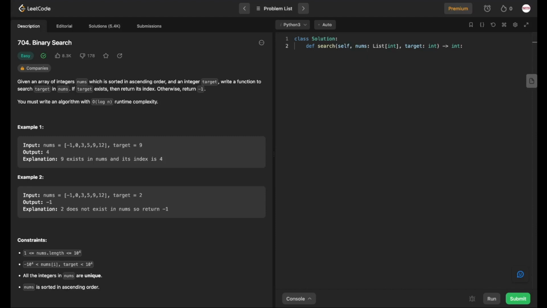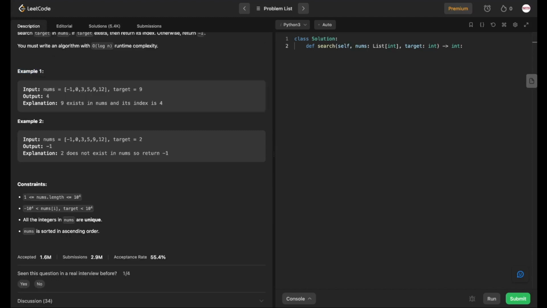Let's take a look at some examples to better understand what the problem wants us to return. In the first example, we're given the following input array and a target value of 9. Since 9 is contained at index 4 of the array, we need to return 4. In the second example, we're given the same array as before and a target value of 2. Since 2 is not contained within the array, we need to return -1 as per the question prompt.